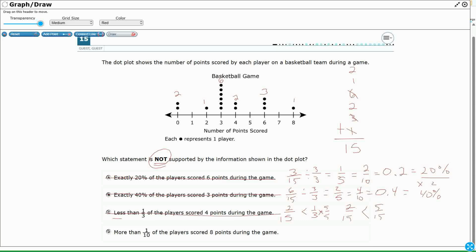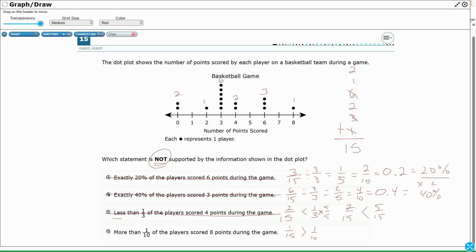More than 1/10 of the players scored 8. Okay, so 8 is 1/15, and we think that is greater than 1/10. So I don't need the percent. So we think that 1/15 is greater than 1/10. Well, even in third grade, we realize that if you get the numerators that are the same, you can compare these fractions simply based on their denominators. And 15ths are smaller than tenths because there's more pieces out of that same thing.